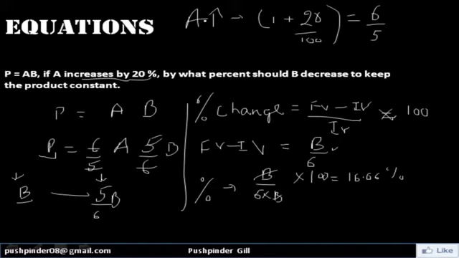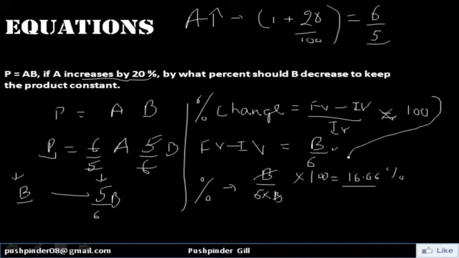If A gets increased by 20%, it gets multiplied by 6 by 5. That means B has to get multiplied by 5 by 6. Getting multiplied by 5 by 6 means decreasing by 1 by 6, which is equivalent to 16.66%.